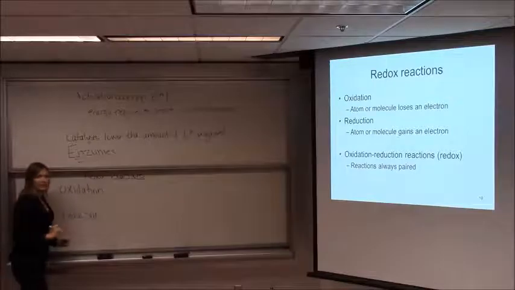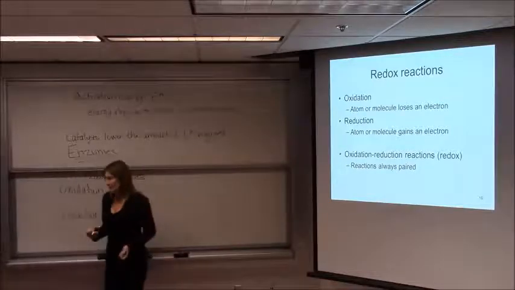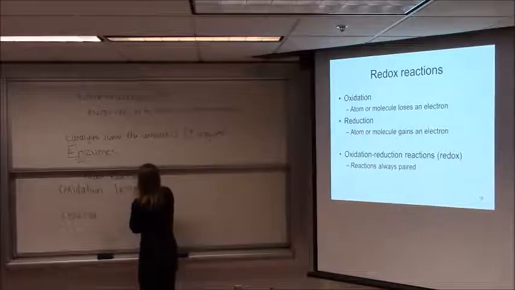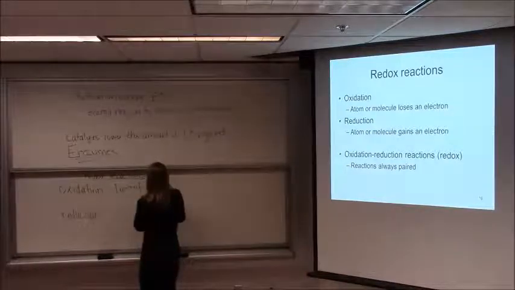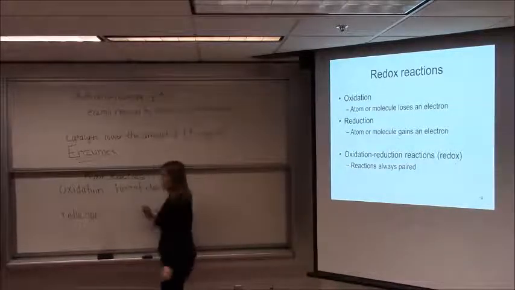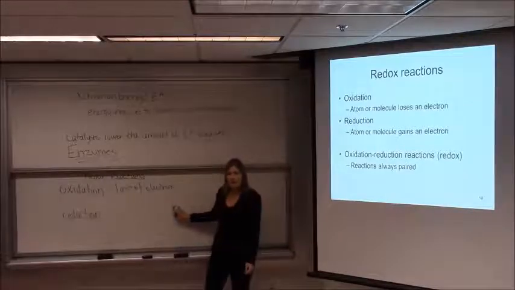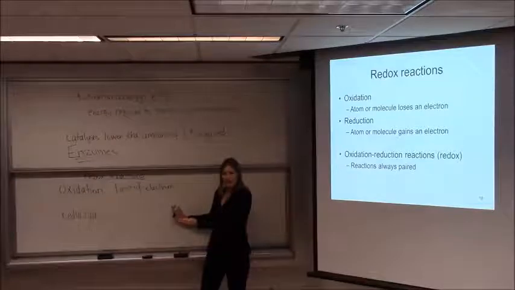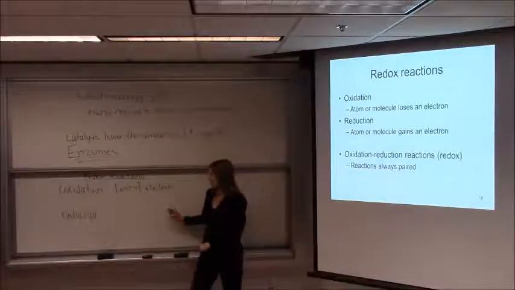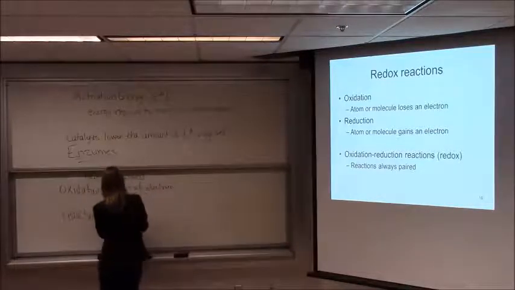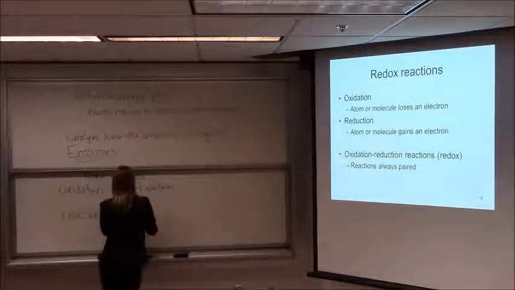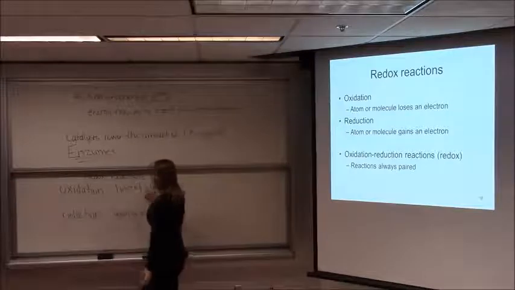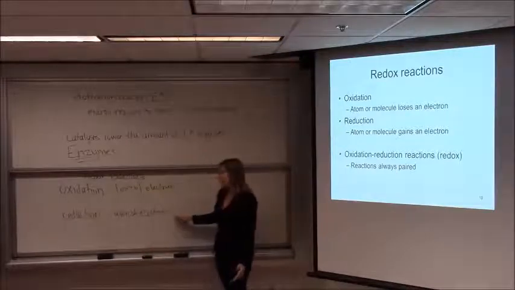I'm going to give you a couple of definitions, and then I'm going to give you an example. So oxidation is defined as the loss of electrons. They're not just lost to the universe, though. They're actually transferred to another atom or molecule. So reduction is the gain of electrons. Loss of electrons, gain of electrons.